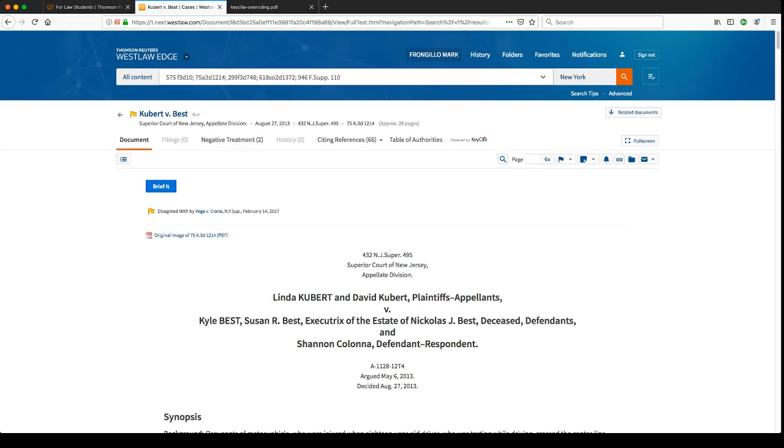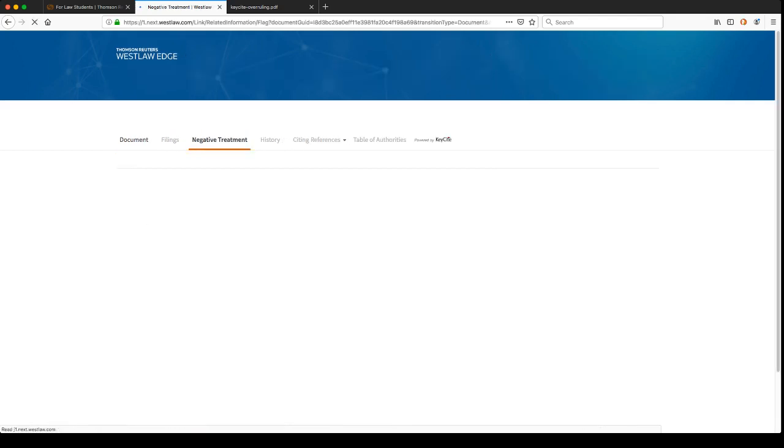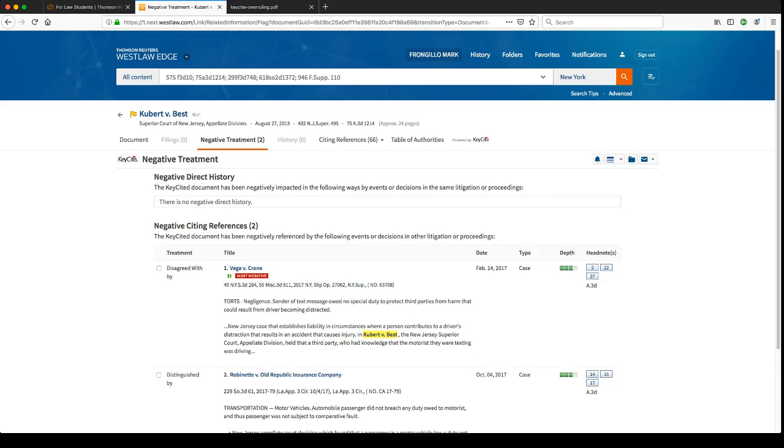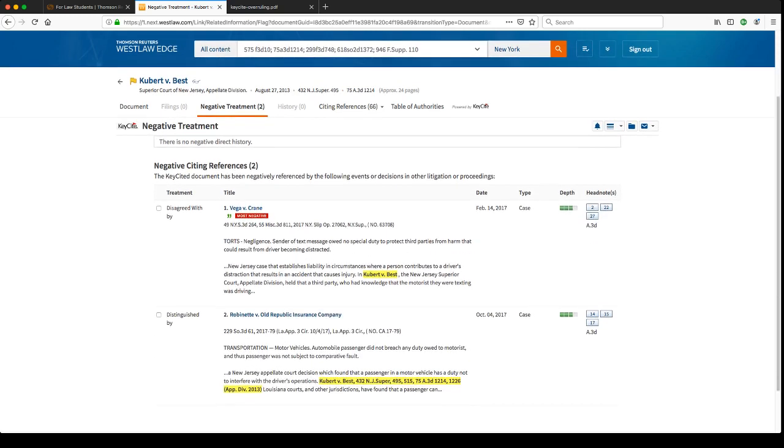Completely different jurisdiction. And by the way, if this is the most negative reference to our case, do I need to actually click on this yellow flag or click on the negative treatment tab to look at the other remaining negative references? I think it's a good idea to do it. You don't always have to, but if I click on that yellow flag right now, you'll notice, again, we knew that there were two negative references. The most severe negative reference was Vega. The other negative reference was Robinette, which distinguished itself on the facts from our case.